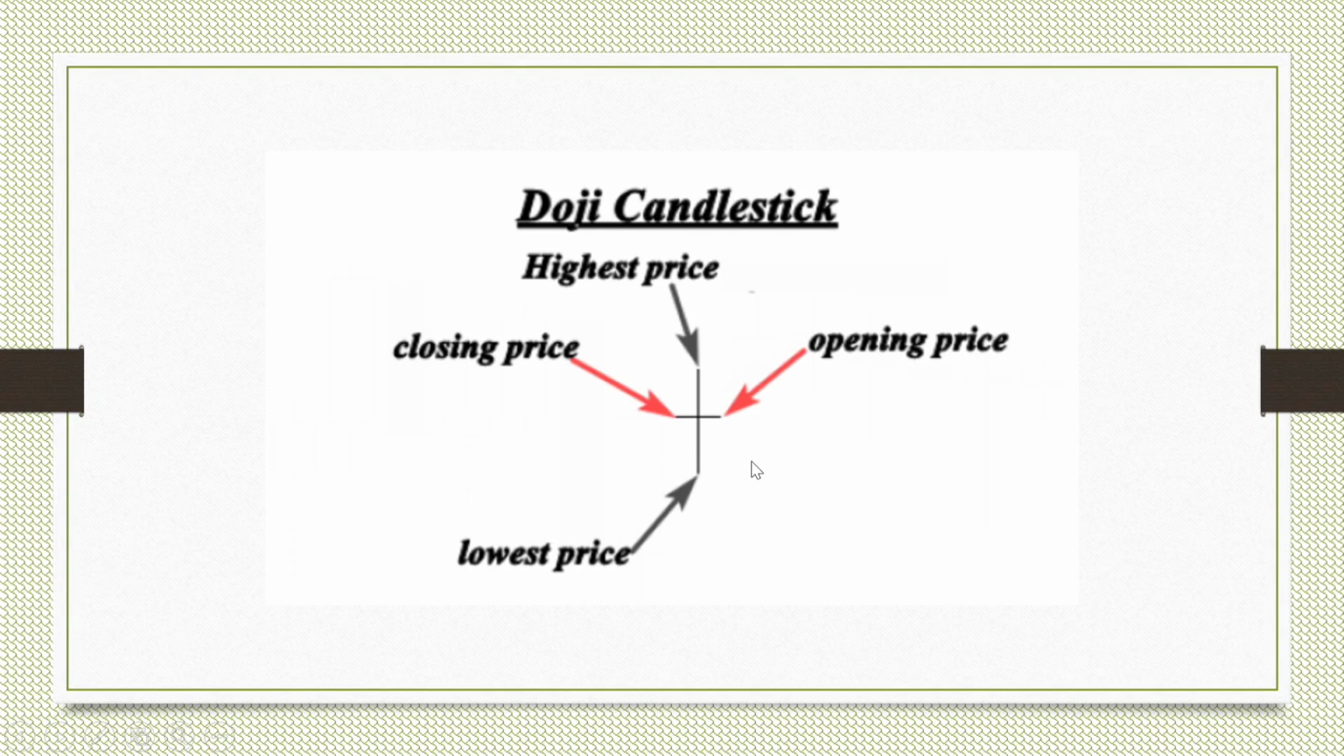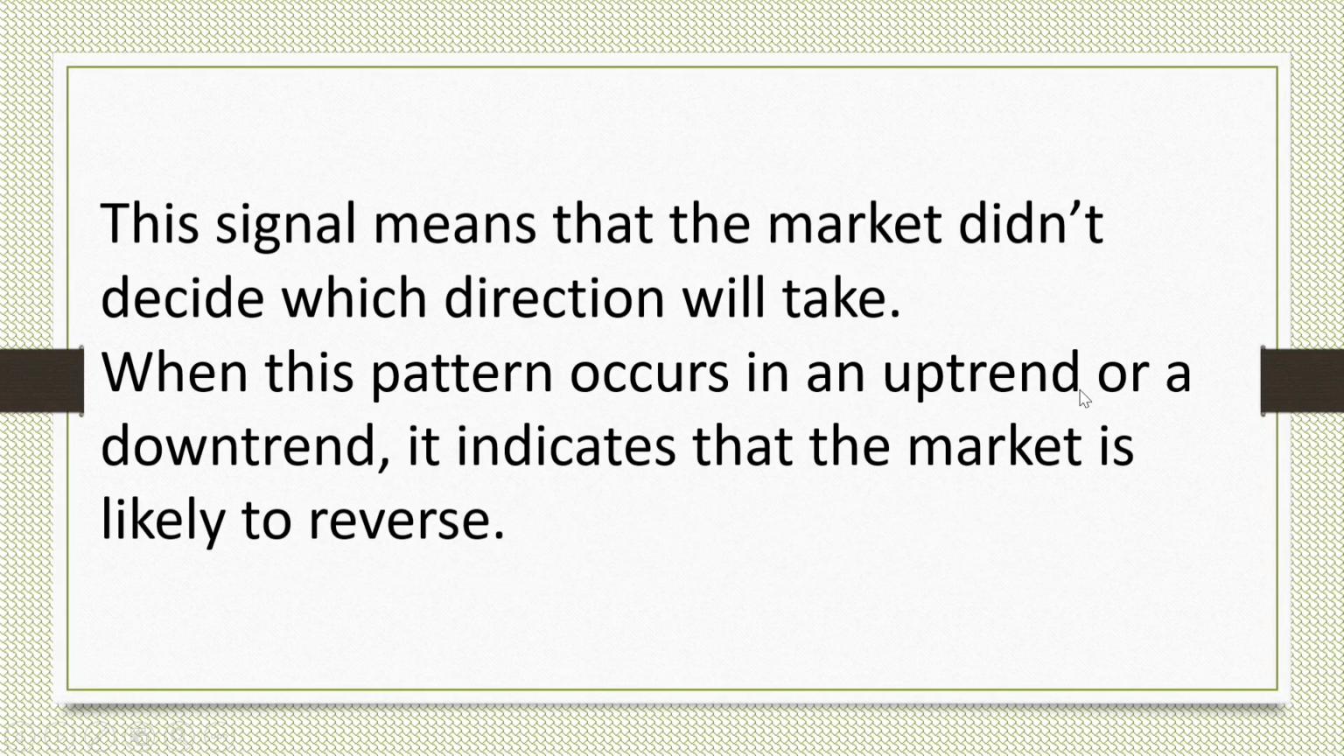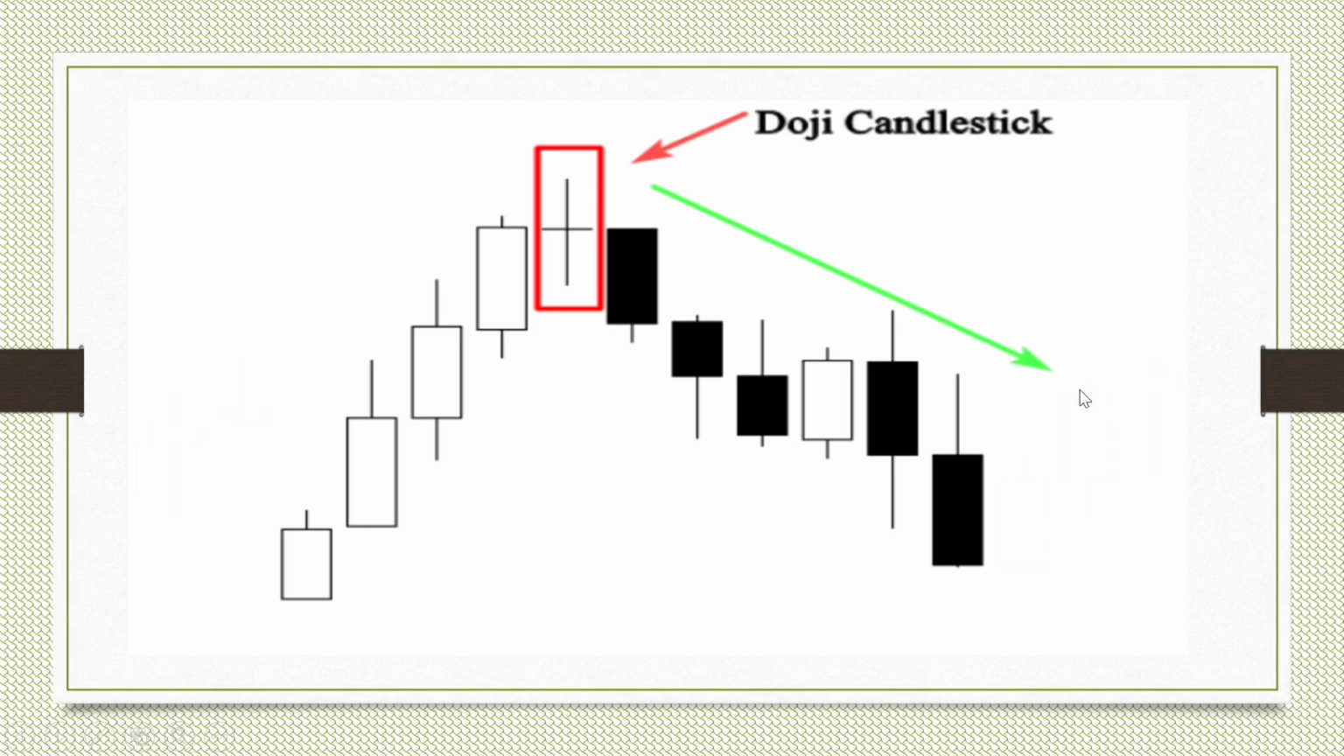Okay, this is what it looks like whenever I see these candlesticks on a chart. Now let's see it on a chart. At this point price was in a very upward move, a very bullish move, gaining momentum, and then at some point this doji candlestick pattern appeared on the chart.